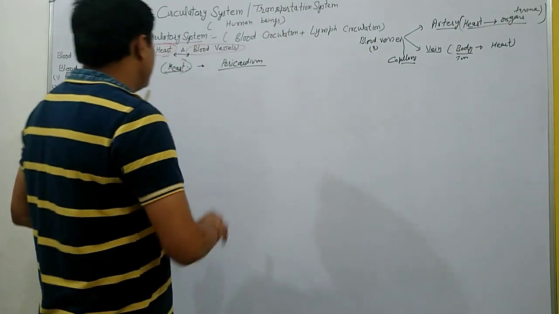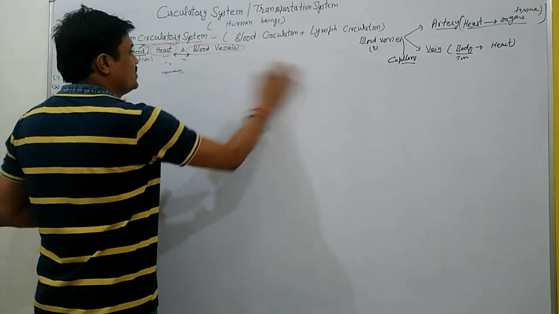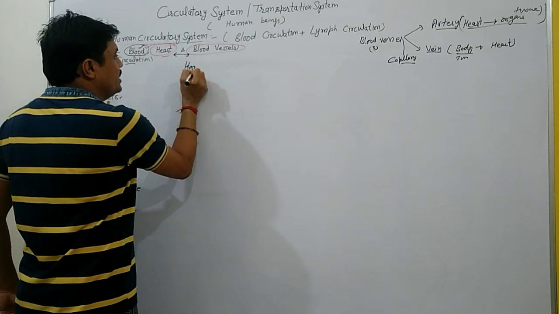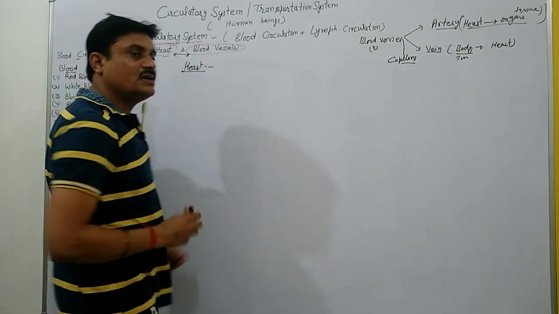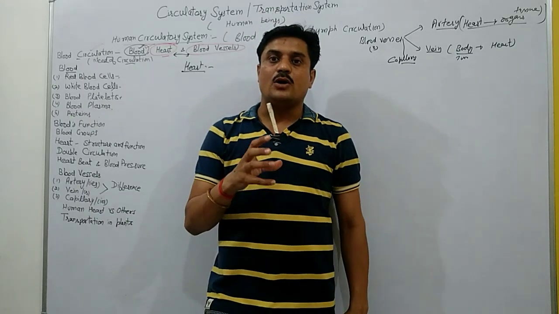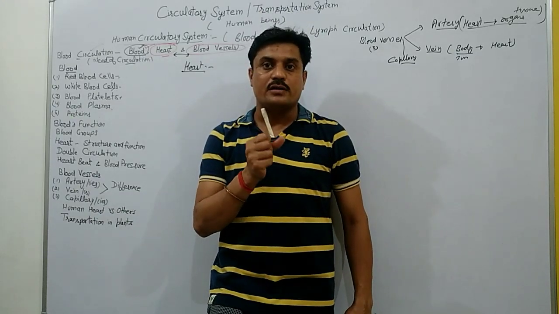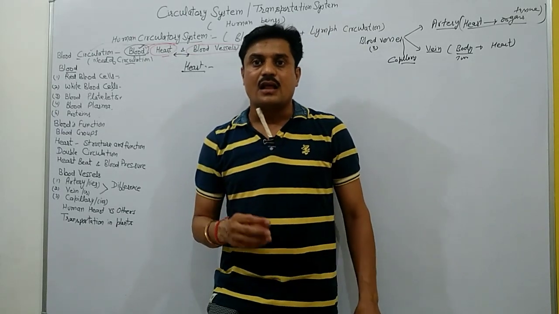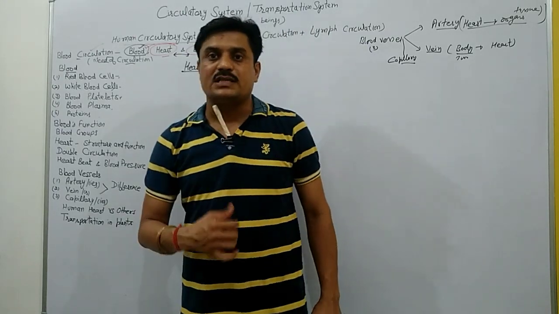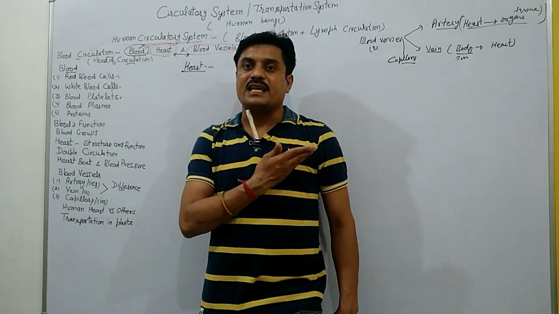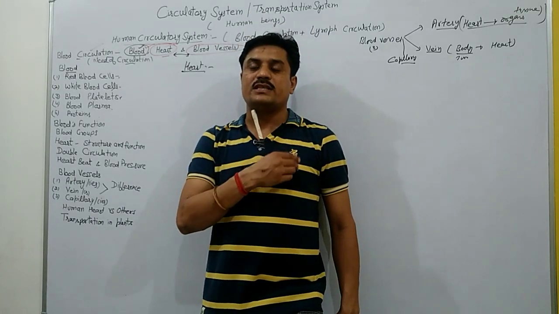So as far as the human heart is concerned, it is the central part of the blood circulatory system. The heart is a hollowed pumping organ. It is made up of the muscles called cardiac muscle, and this heart is present in the thoracic cavity on the left hand side from the second rib to sixth rib.